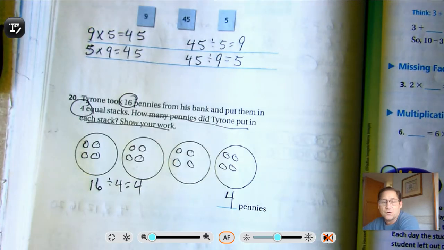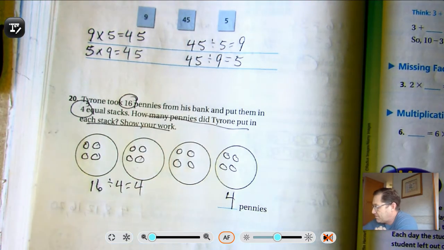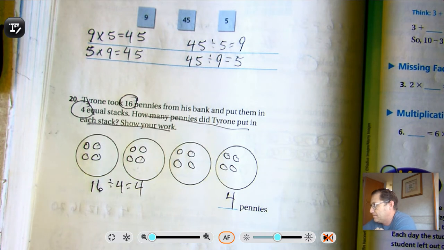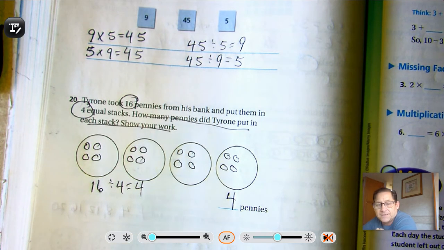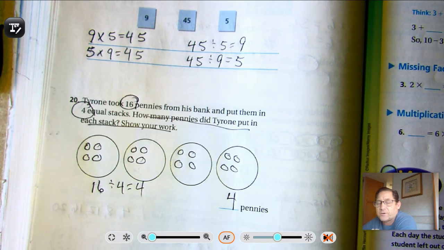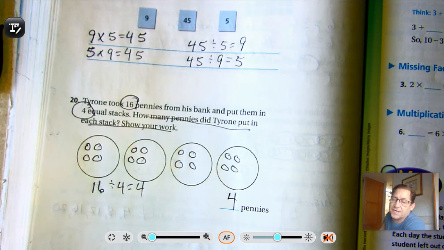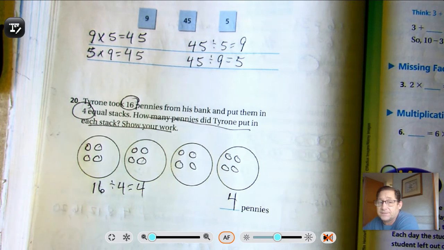All right, so that is it for the chapter 6 review. I'm confident that you'll do well on your test. Remember to continue to practice memorizing your multiplication facts, because division is just the opposite of multiplication, the inverse operation of multiplication.